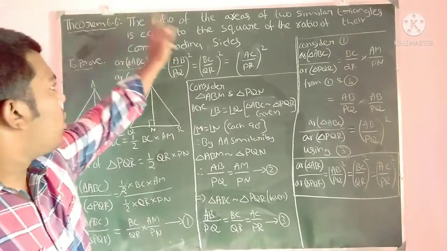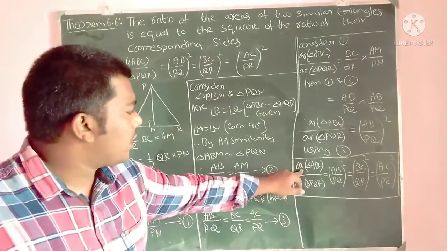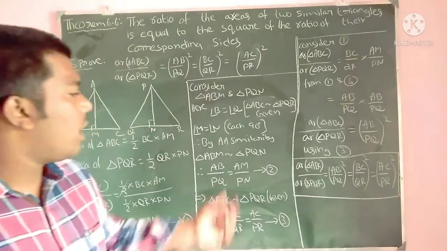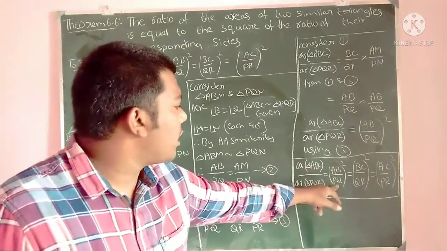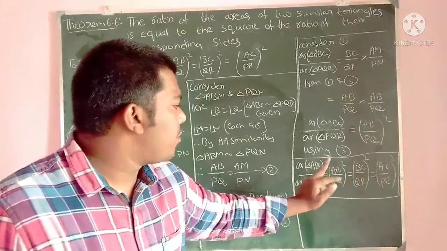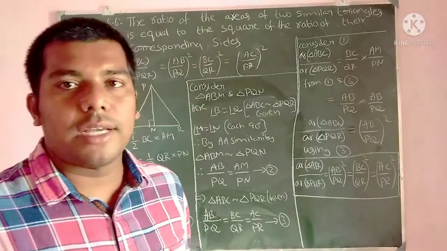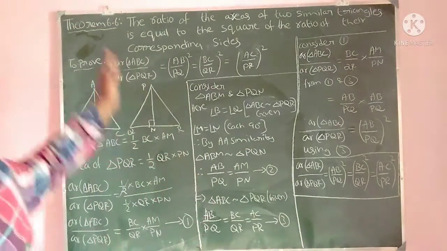So the ratio of the areas of two similar triangles equals the square of the ratio of the corresponding sides. AB and PQ, BC and QR, and AC and PR are the corresponding sides. So this is the proof.